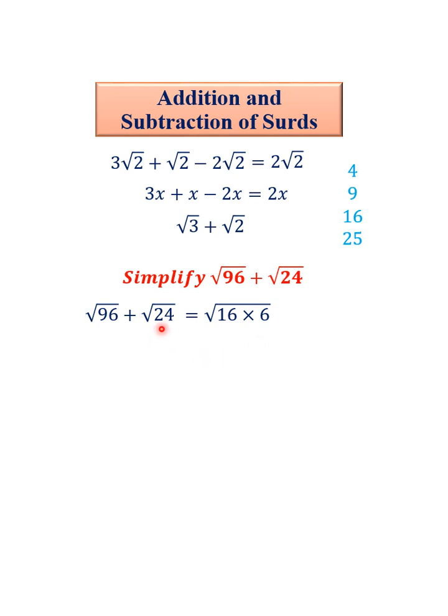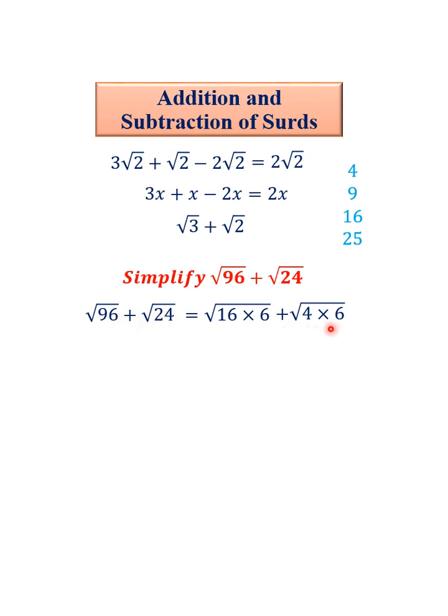Now let's move to 24. Can 4 divide 24? Yes. It gives you 4 times 6. So we can break down root 24 into, remember the plus, root of 4 times 6, all in a square root. Now we've broken down these surds into this.